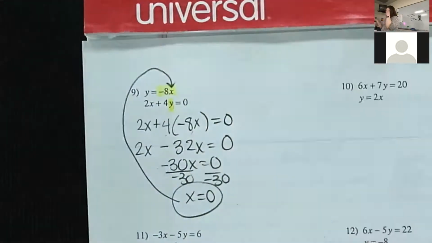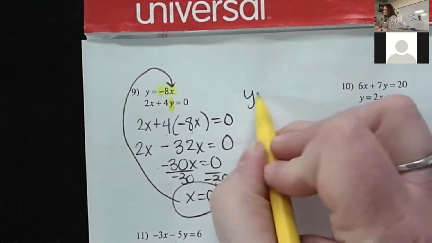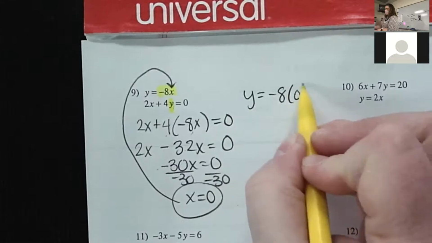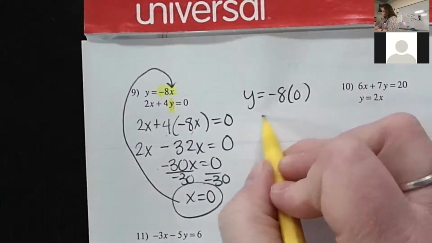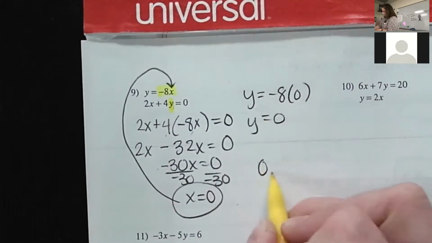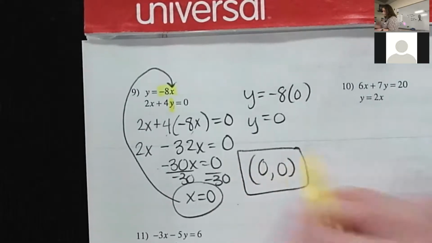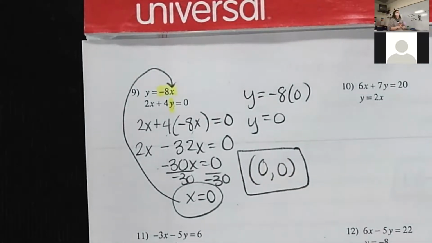Plug it back in. Remember, you can plug it into either one. I like to plug it into the more simple one. Negative 8 times 0 is what? 0. So 0 comma 0, which is also known as the origin. I love throwing in those terms for you.